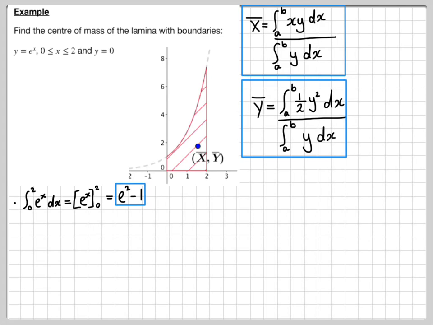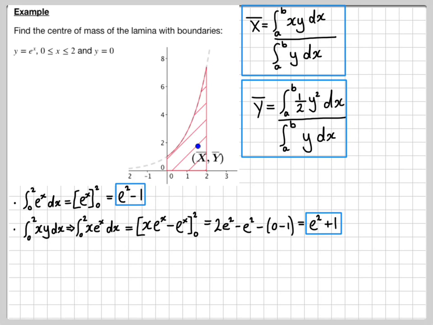Very straightforward integral, and we end up with e squared minus 1. Okay, I'm now going to find the integral of xy dx between 0 and 2. So I've put that in. I've got to now integrate x e to the x dx. I'm going to use integration by parts. By all means use the quick methods I showed you in class, but nonetheless you'll end up with x e to the x minus e to the x, putting the limits in, and we end up with e squared plus 1.